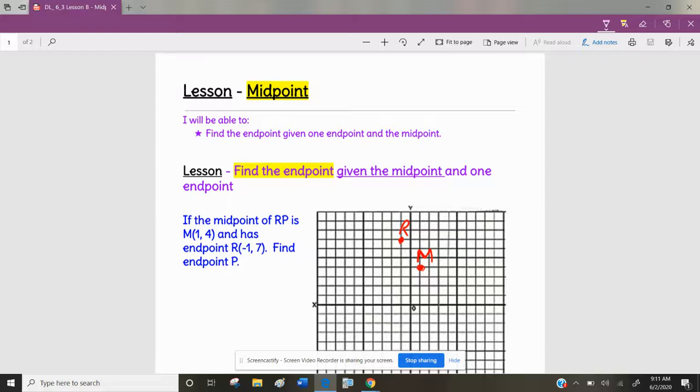This is Numbers with Nicole with a lesson on midpoint. In this lesson, we'll be going backwards. We'll be given the midpoint and an endpoint of a segment, and we're going to find the other endpoint.